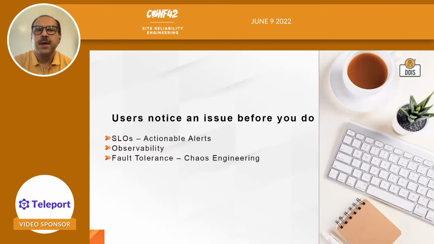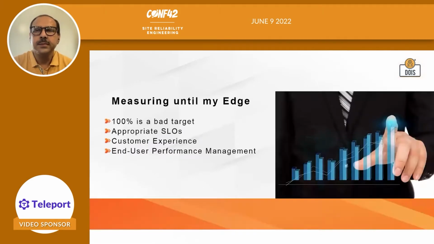So we need to increase our monitoring, our telemetry, our application performance management, all these, and move towards observability so that we can get each and every aspect when we need that information, but not drown in the noise of alerts. The third one is measuring until the edge.